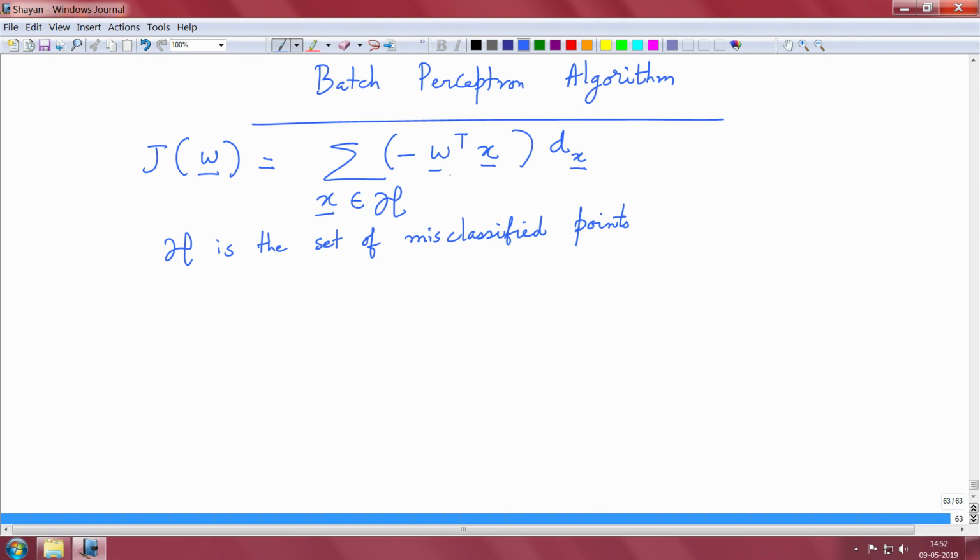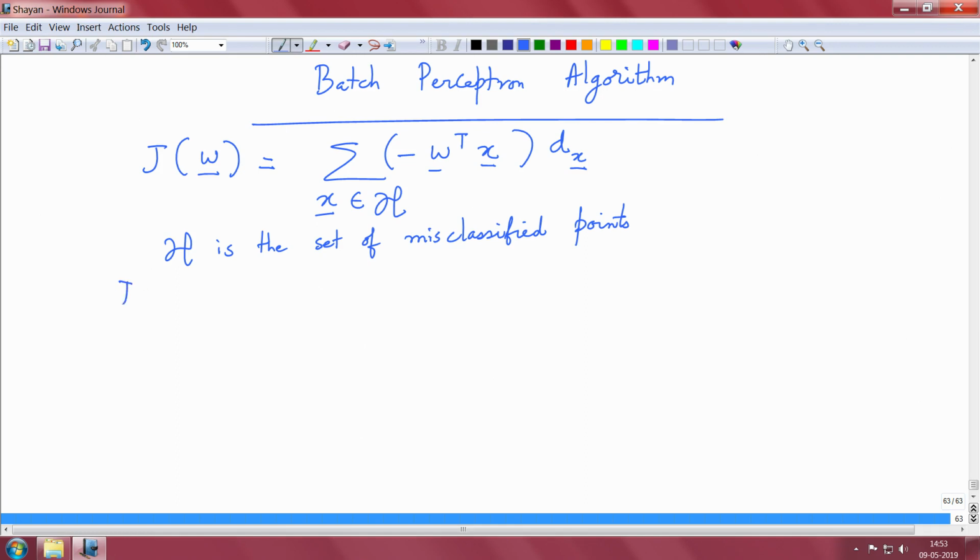So, now what happens? If W transpose x is greater than 0, then it belongs to class C1 and our desired is 1, otherwise it is minus 1, right. So, in this case I negate it, and if it is misclassified, this is minus 1, but this value is positive, or it is plus 1 and this value is negative. So, therefore, I accumulate a positive cost because of the cost function J.